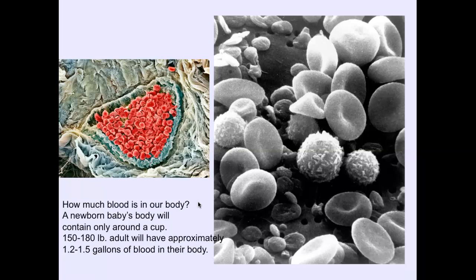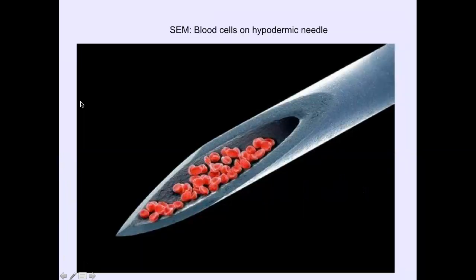Okay, so let's move on. Let's look at some pretty pictures before I move on. I don't know if I pointed this out, but this is a nice blood vessel, as you probably would have guessed. Blood cells inside the lumen, and this is some connective tissue out here. This is a hypodermic needle with red blood cells on it. Pretty interesting picture.